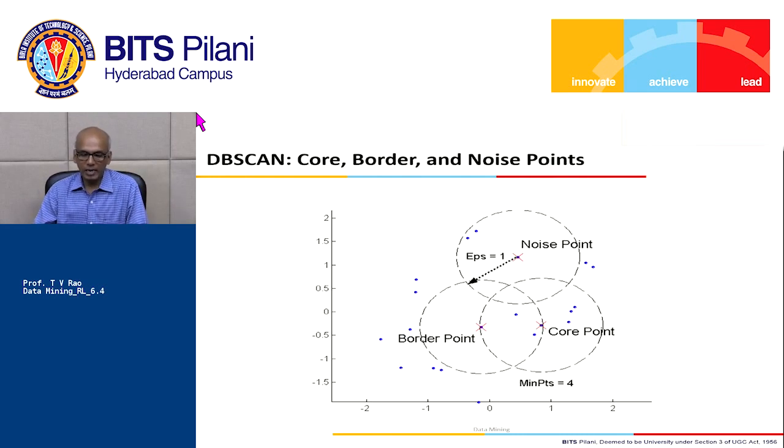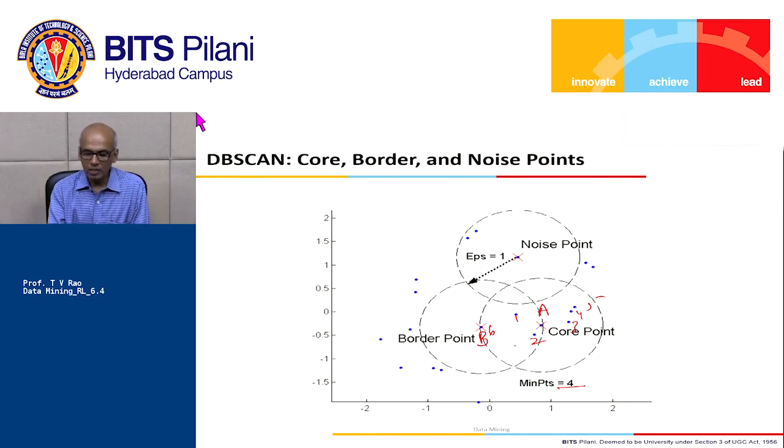So this is how it looks. As we can see here, this is a core point for minimum points of 4, because within its radius we have got 6 points. So this point is a core point. Now if we consider this other point and draw its epsilon radius, we see that we have only 3 points within its epsilon radius. So it is a border point, considering that it is a point within the epsilon radius of this core point. Let's say this is A, this is B.